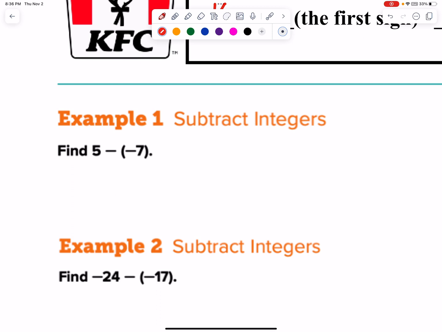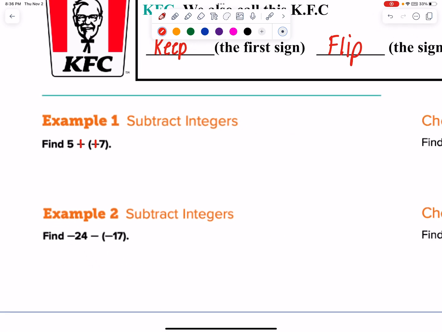So KFC means keep the 5 how it is, flip the negative to positive, and change this negative to positive. Okay, so subtracting a negative is the same thing as adding a positive. And then we look and we have same signs, so we go same signs, add and keep. So we have a 7 plus 5, so we have 7, 8, 9, 10, 11, 12, and we're going to write that down below, and there we go.